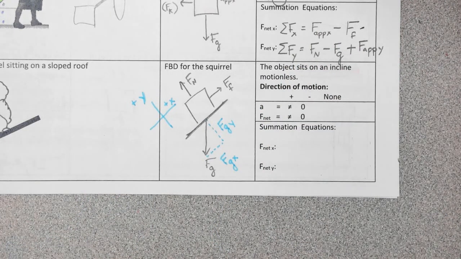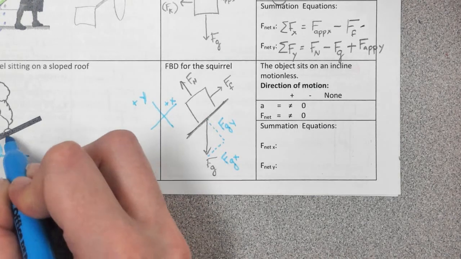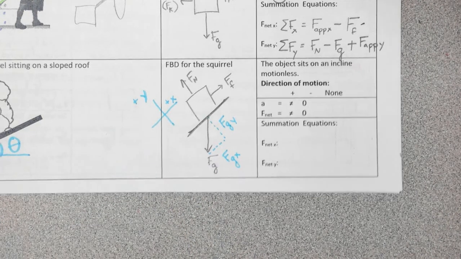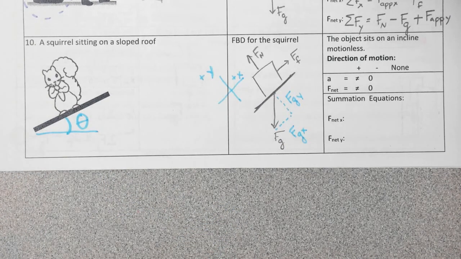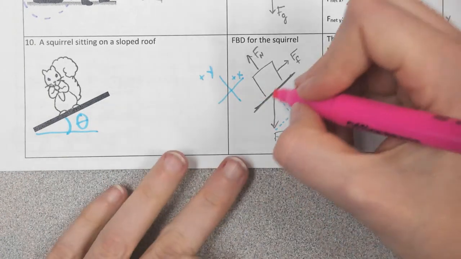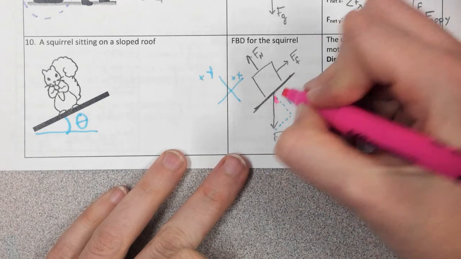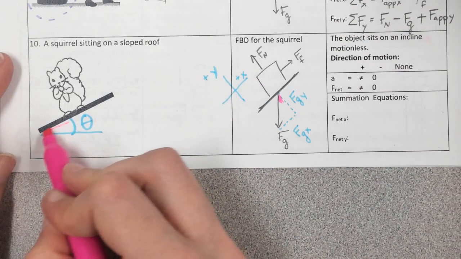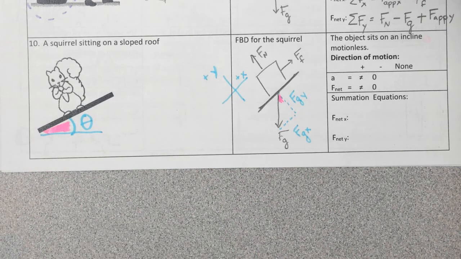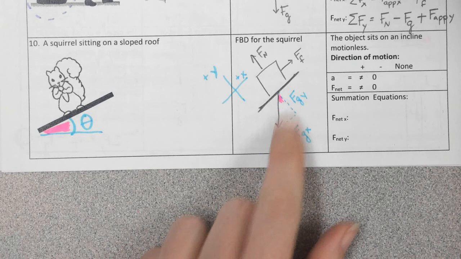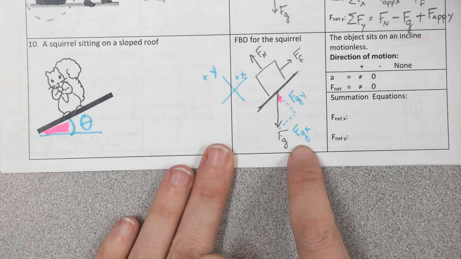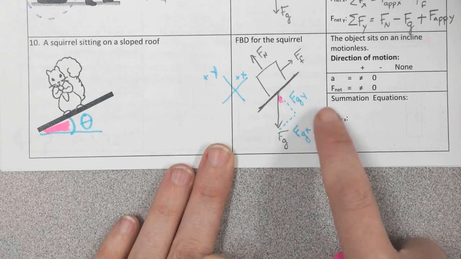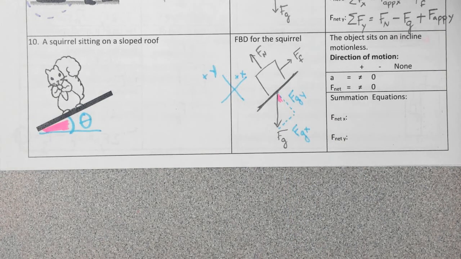And the last bit we need to know is what angle do we have? Usually we're given the angle of the slope, which means we will have the angle that's here. So when we calculate components, we would be using that angle. FGX would be the opposite side. FGY would be the adjacent side.